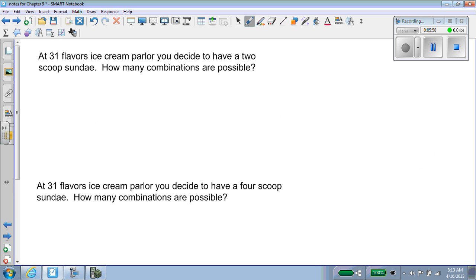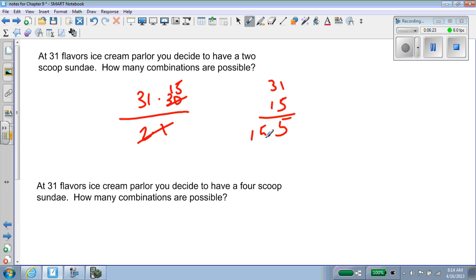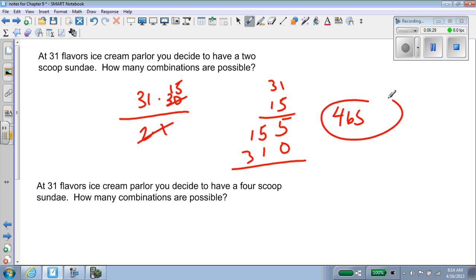At a 31 flavors ice cream parlor, you decide to have a 2-scoop sundae. How many combinations are possible? Well, any one of the 31 times any one of the 30. But if they're coming in a bowl, not a cone, the order in which they're on there doesn't matter. So 2 times 1. So that would be 15 times 31. So that would be 465.